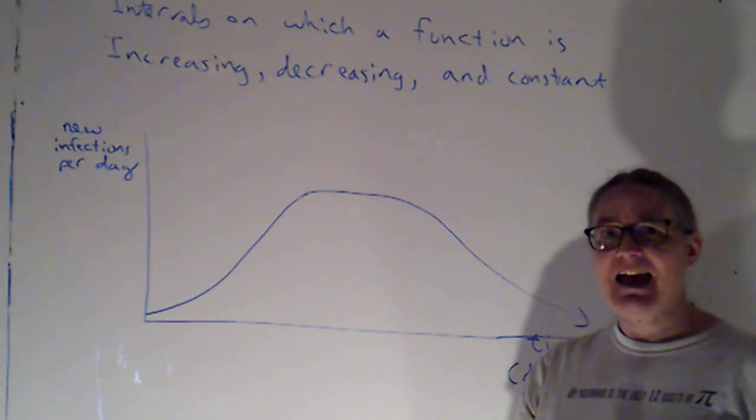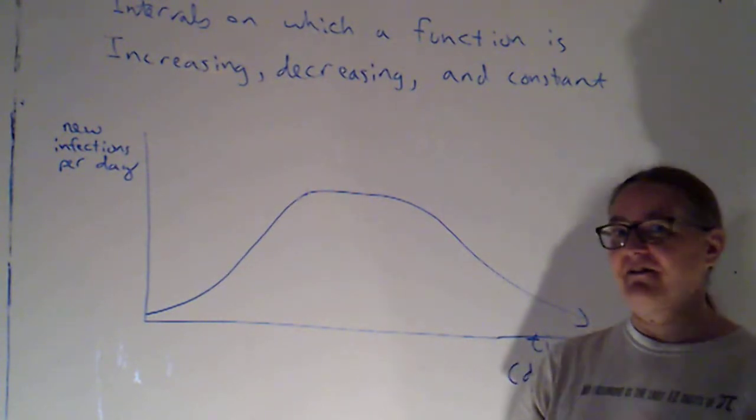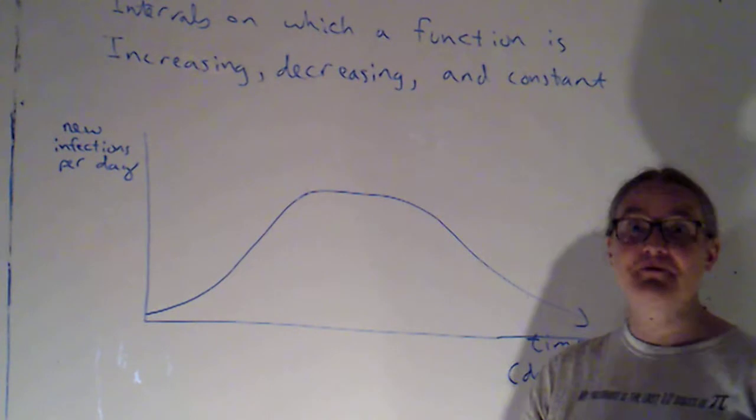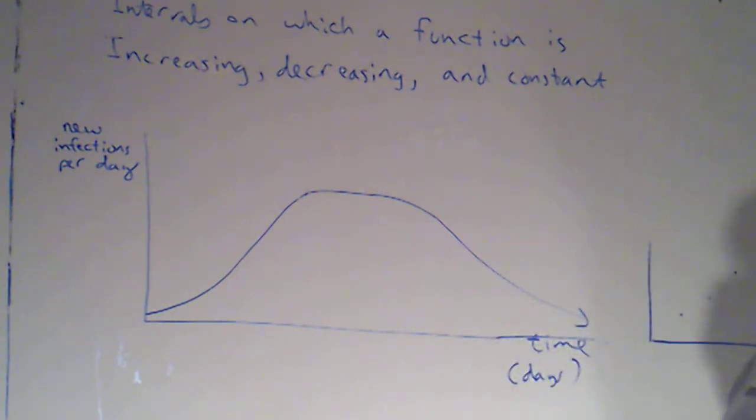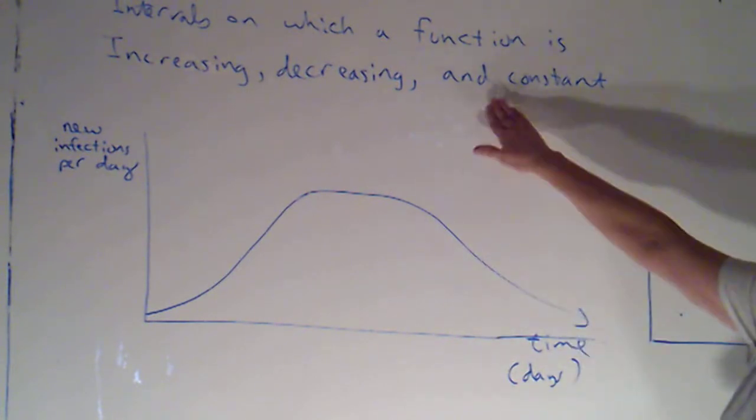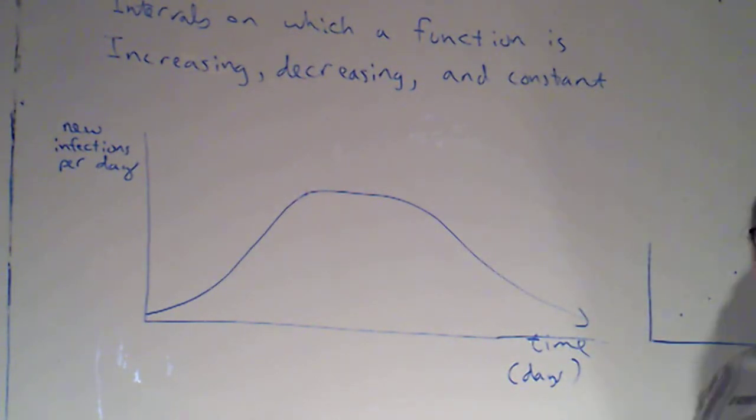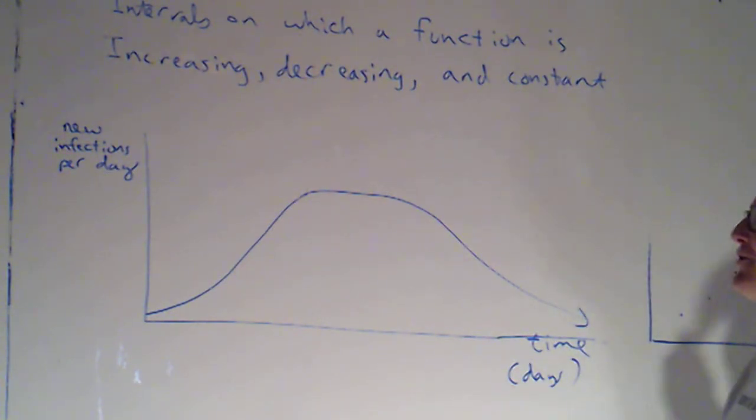But we really need to have more testing. We really need to have a vaccine or a cure for this disease before it's going to be safe for us to go back to meeting in person. So whether something is increasing, decreasing, or constant can have real important ramifications for us.